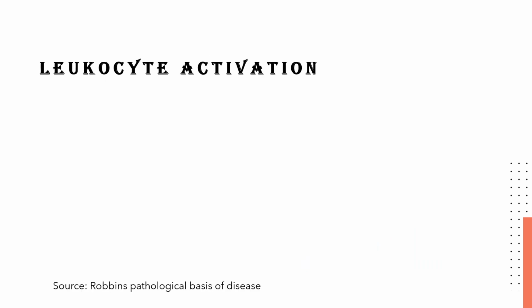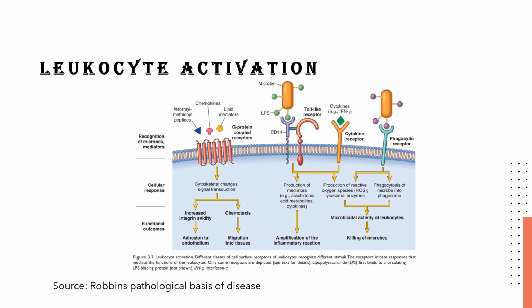To further elaborate on the process of phagocytosis, it is important to understand what leukocyte activation means. Leukocyte activation is nothing but activating the particular leukocyte to recognize the phagosome or the microbe. Now, these have three major components. One is recognition of the microbes and mediators. The next is the response elicited by the particular leukocyte. And the third is the outcomes of that particular response.